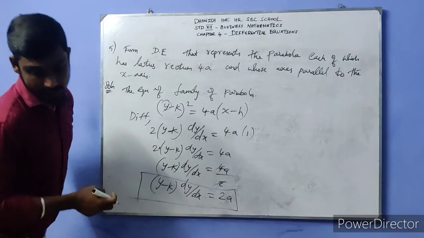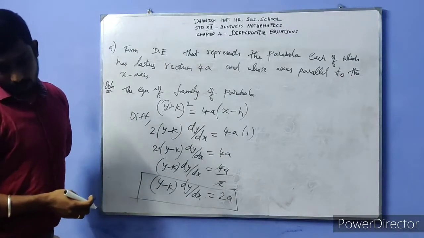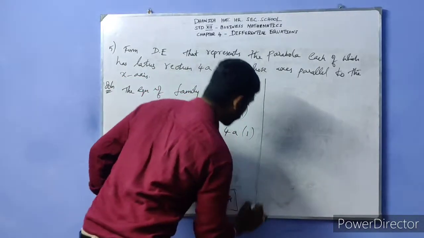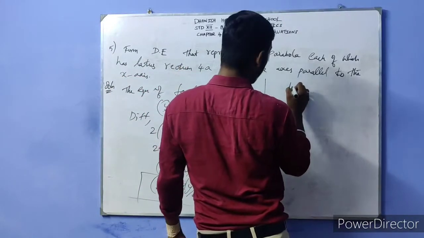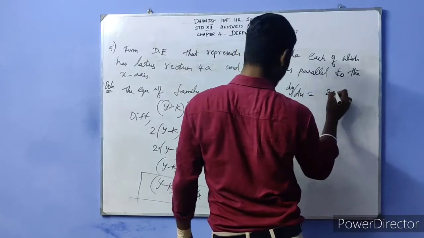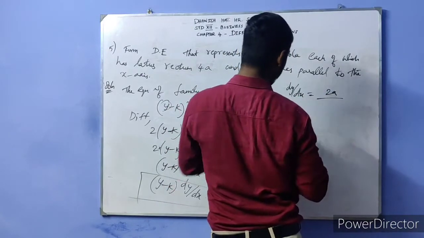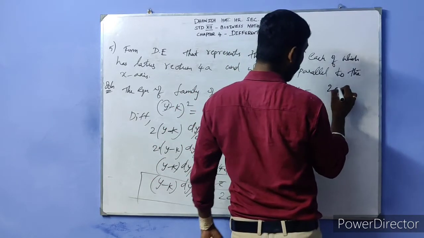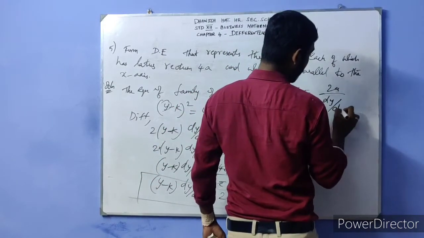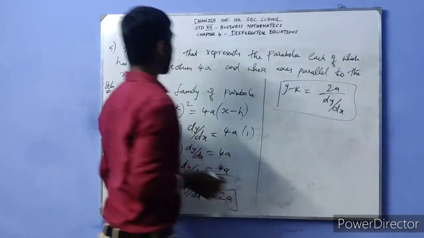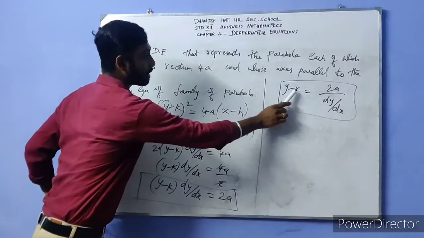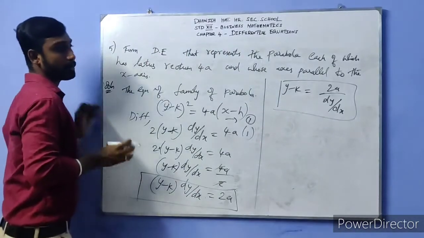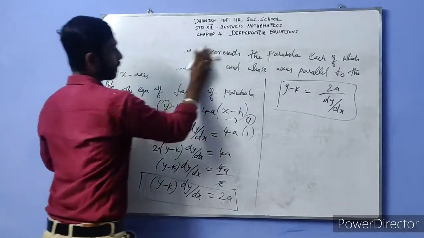So what is the question asking here? Form the differential equation. Here itself we are finding this. So dy divided by dx equal to 2a divided by (y minus k), that is y minus k equal to 2a divided by dy by dx. Now we are going to substitute this y minus k in the first equation. Now we are going to substitute the y minus k value in equation number 1.